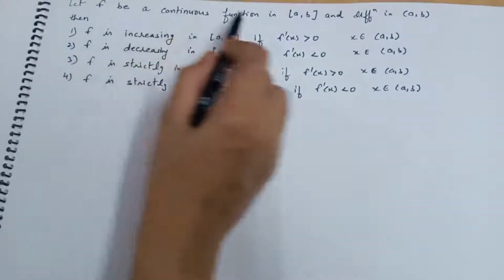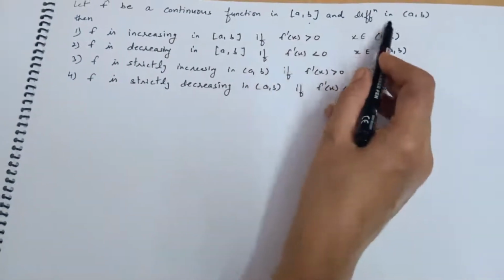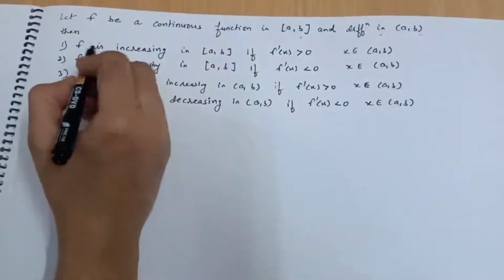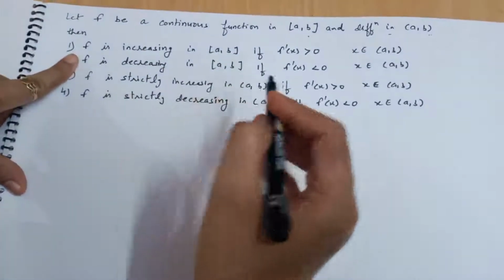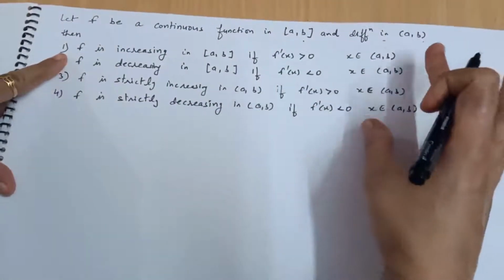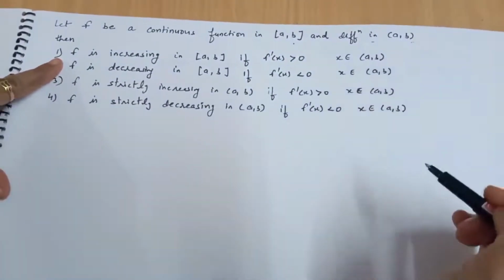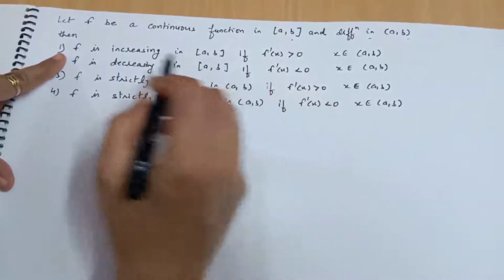Let f be a continuous function in the closed interval and differentiable in the open interval (a, b). Then you need to learn this, the criteria to solve the question. This is a criteria to solve the questions. Practically, the algorithm is what we solve by this method only.